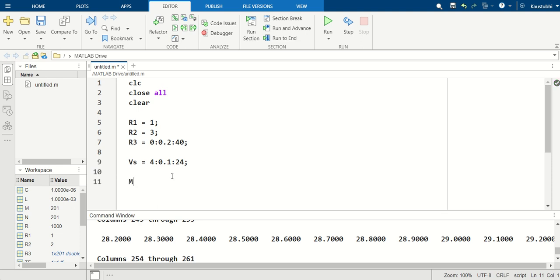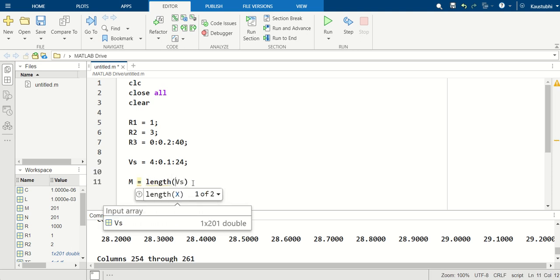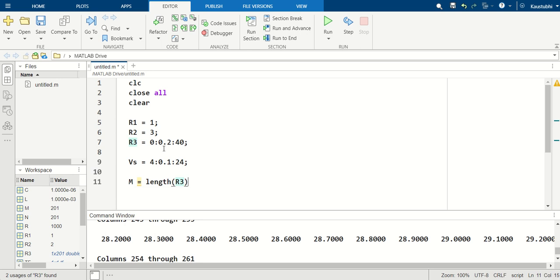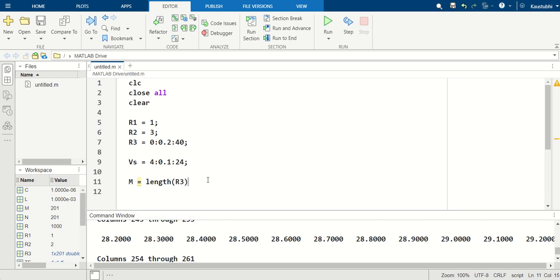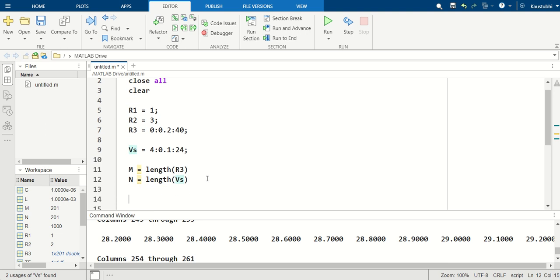So we can put, let's say, M is equal to length of R3. So this will find the length of R3, like how many values are there in R3. Got it? If you want to see the values, you don't have to give the semicolon, so that it will appear in the command window once you run the program. And if you don't want to see those values, then you can suppress them by putting the semicolon. So I will see the values of M and N. Let's say N is the length of Vs. Understood? So M and N we have found out.